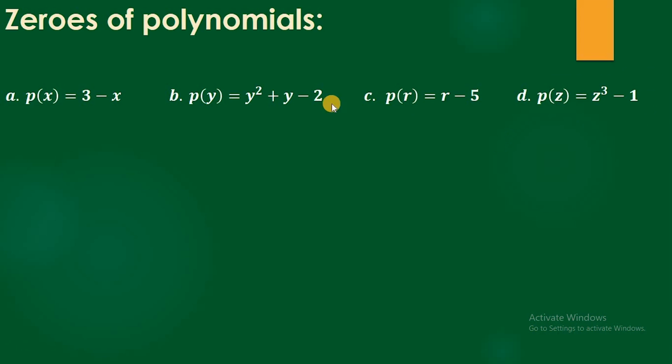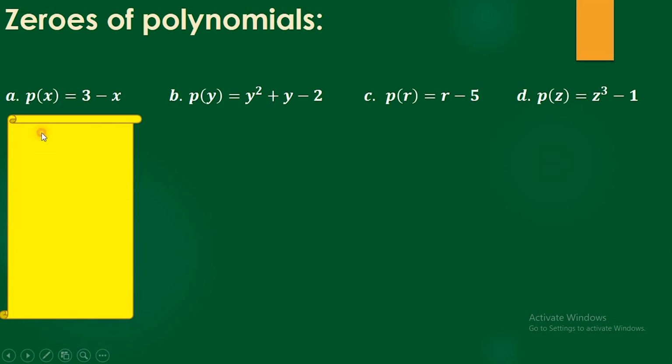Now let's find the values of these polynomials at different values of x. We'll discuss the first one, that is p of x equal to 3 minus x. If I put 1 in place of x, p of 1 becomes 3 minus 1, and we get p of 1 equal to 2. Similarly, if I put 2 in place of x, it becomes 3 minus 2 and p of 2 equals 1. Again, I'll take another value for x, that is p of 3 equal to 3 minus 3, and here it becomes 0.